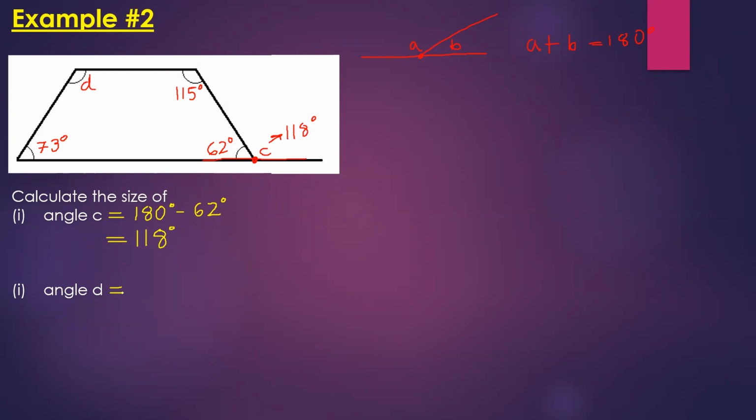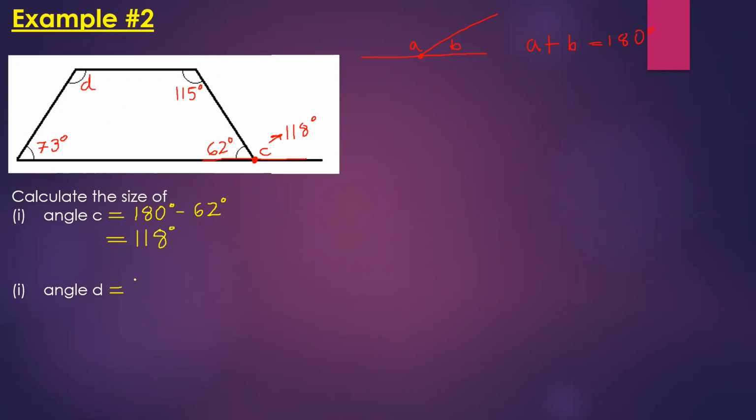Excellent. Very good. That's exactly how to do it. So we know that the interior angles of a quadrilateral must add up to 360. So D plus 115 plus 62 plus 73, all of them on the inside, must add up to 360 degrees because it's a quadrilateral. We already know 3 of them. What we're going to do is add the 3 and subtract from 360 to get D.